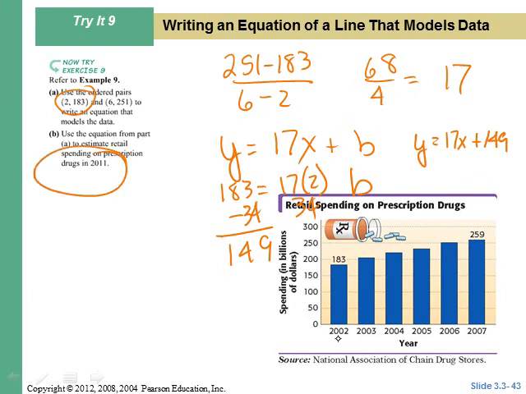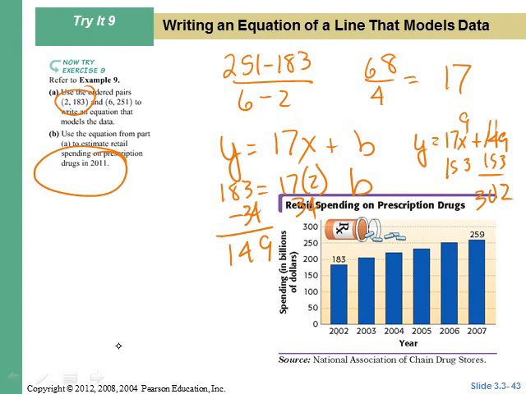So if 2002 is 0, 2011 is 9. We're going to substitute in 9 here. 17 times 9 is 153. 153 and 149 is 2, carry the 1, 0, carry the 1. $302 billion. Ooh, they have 336. I must have multiplied wrong someplace.